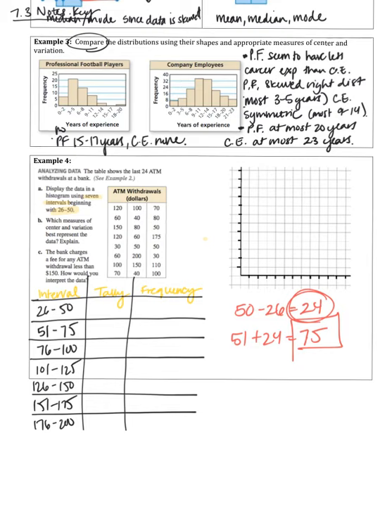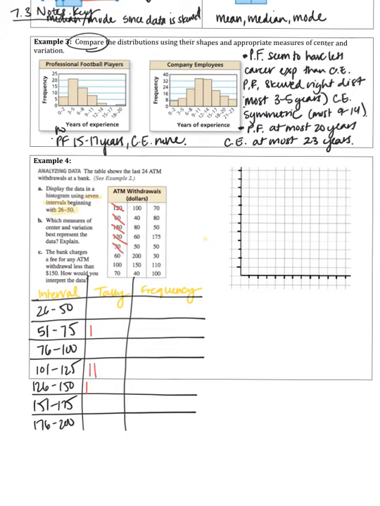Okay, now that we have our intervals set up, we are going to go ahead and place these data points in their appropriate interval. So what I mean by that is our first data point is 120. I'm going to place that here because 120 falls between 101 and 125. Let's keep going. 60 here, 150 here, 120 here, 30.